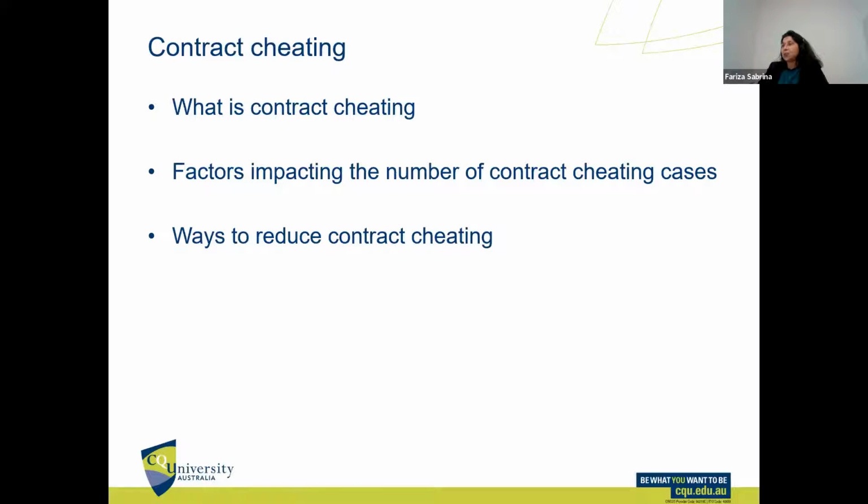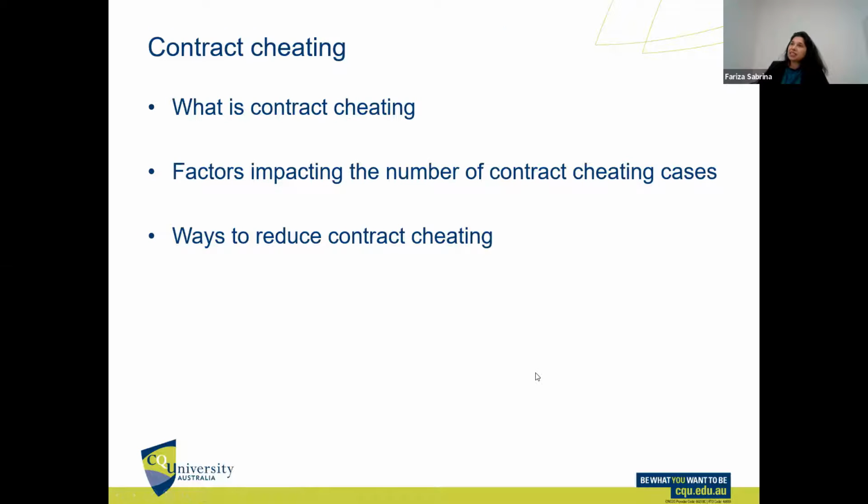They have proposed a number of ways to reduce contract cheating, such as increasing the weightage of in-class tests, or reducing the weightage of uninvigilated tasks, reducing the number of unsupervised assignments, and maybe incorporating viva voce, oral presentations, or practical tasks. So there are a number of ways to do that.